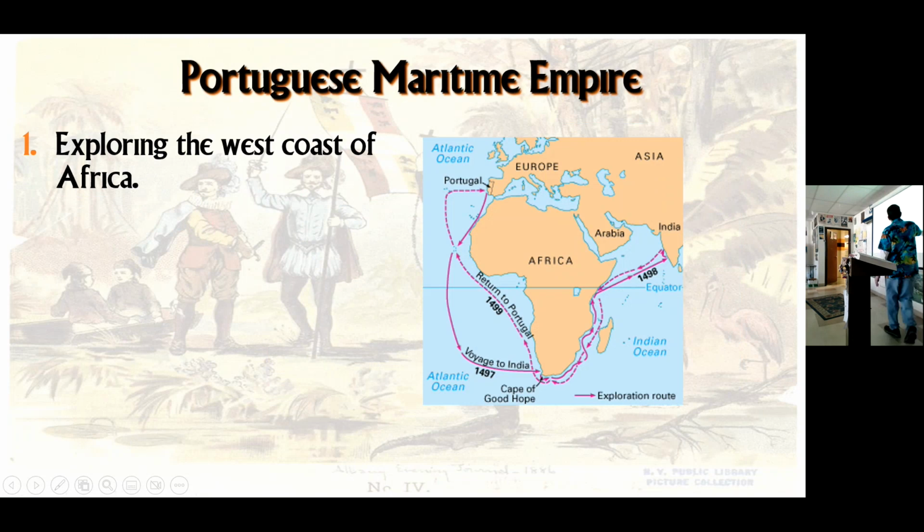So exploring down the West Coast, bouncing along the West Coast. And they had a problem. They did a great job in the video talking about how they couldn't see the North Star once they got down to about here. So they had to come up with new ways. That's where they came up with the sextants and using the sun.